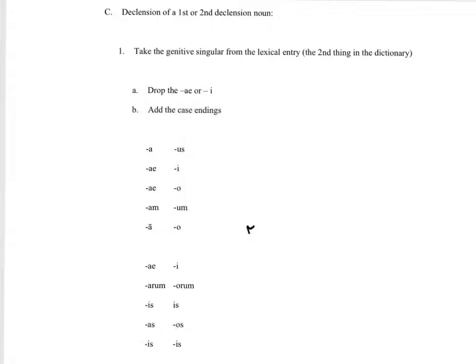The declension, or the process of adding an ending onto a noun, or a suffix onto a noun, I want to describe now. Letter C is the declension of a first or second declension noun. I want to take you through that process in great detail. In order to decline a noun in the first or second declension, you're going to follow these steps. Step number 1, you take the genitive singular from the lexical entry. The genitive singular is the second thing in the dictionary.